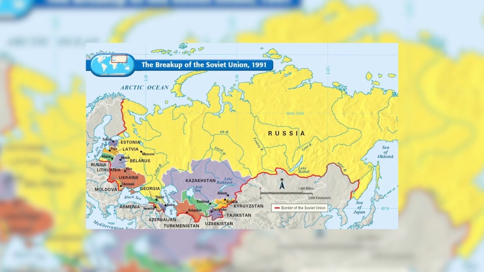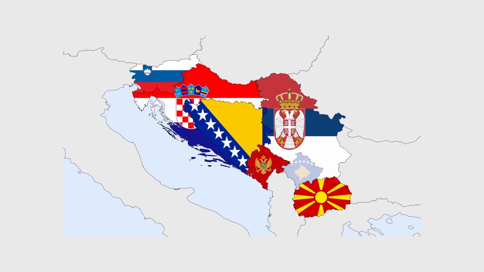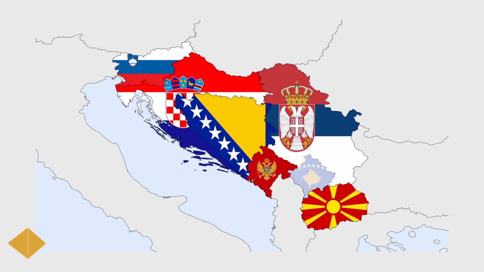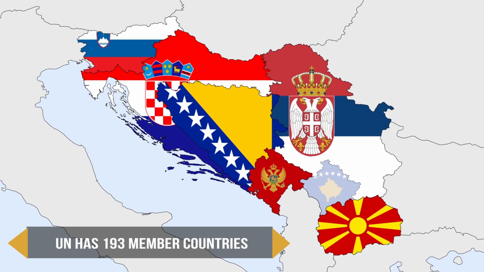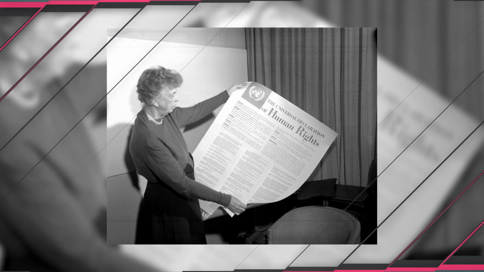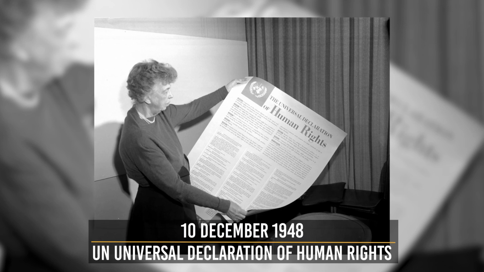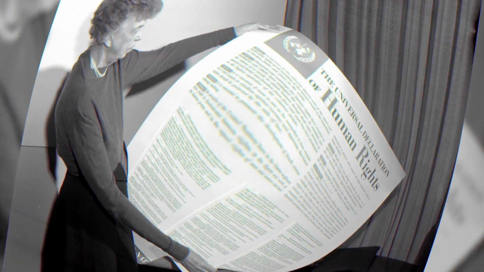Because of the end of colonialism and the breakup of countries such as the USSR and Yugoslavia, the number of independent countries grew. Currently, the United Nations has 193 member countries. Over the next 3 years, the United Nations established a number of agreements, culminating on 10th December 1948 with the United Nations Universal Declaration of Human Rights.